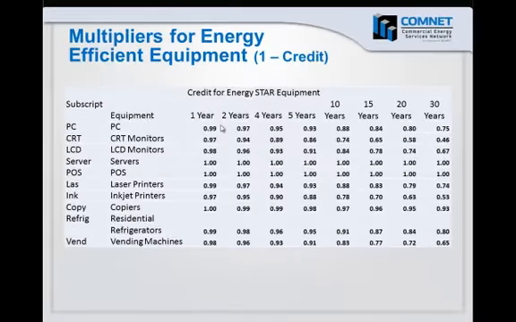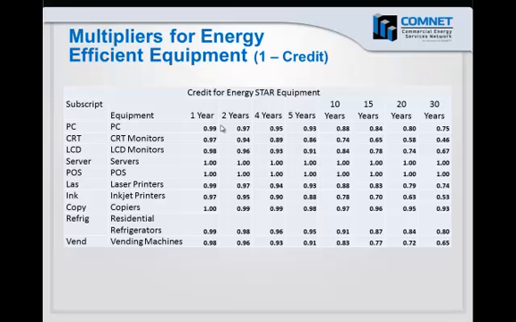The next table actually converts these into multipliers, which are used in the equation. These values are essentially 1 minus the credit. So you can see by scanning this table that the longer the commitment that the building owner is willing to make, the larger the credit.